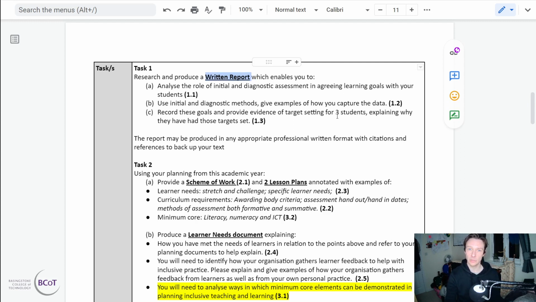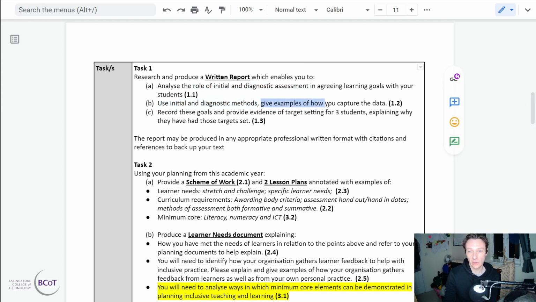needs to show you analysing, thinking deeply about the role and the importance of initial and diagnostic assessments. This will be covered in my first lesson with you, and I need you to really think about initial and diagnostic assessment in agreeing learner goals with your students, and I also need you in the written report to actually use initial and diagnostic methods.